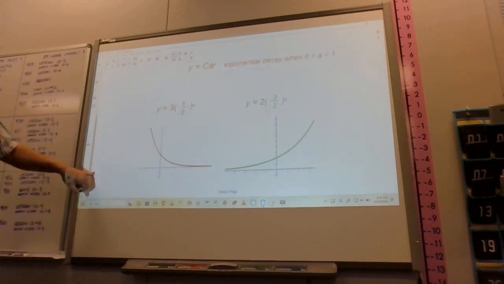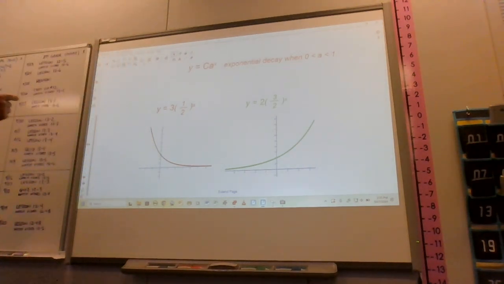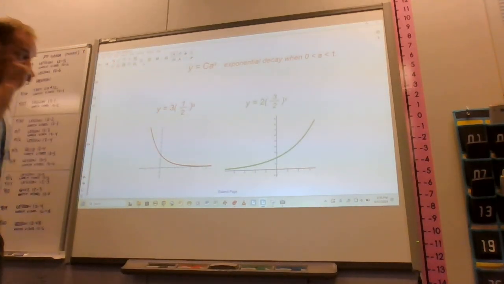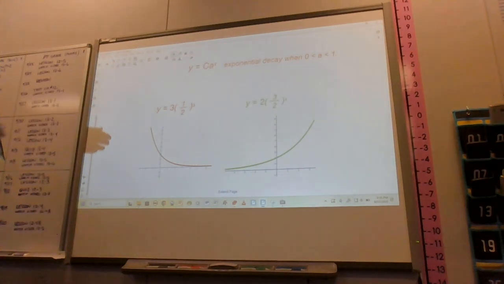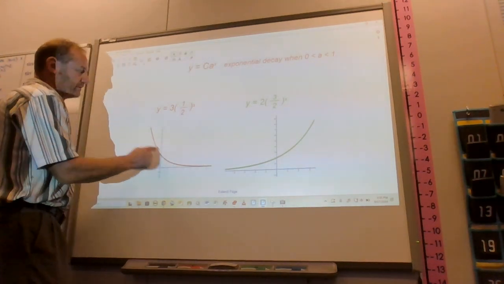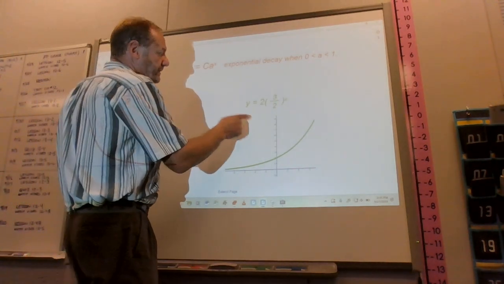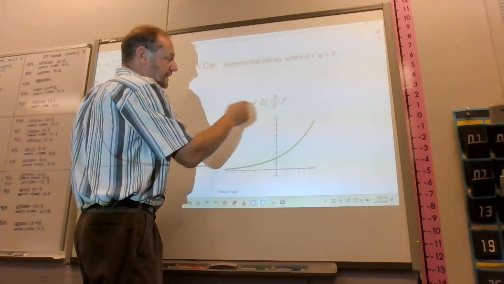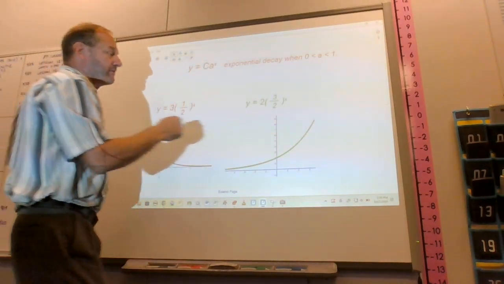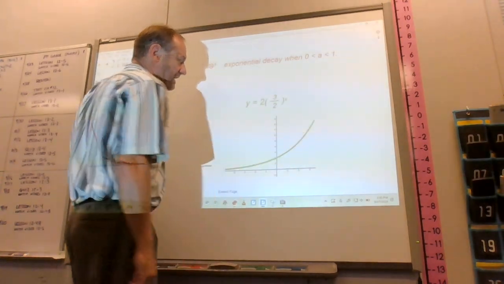So, if I look here, Y equals 3 times 1/2 to the X power, since the 1/2 is being compounded, halves of halves of halves keep getting smaller and smaller. This is going to be exponential decay. This is going to look like this when you graph it. This one, 2 times 3 halves. 3 halves is more than 1. So 1.5 taken to the power is going to get bigger and bigger and bigger. So this thing is going to have exponential growth.